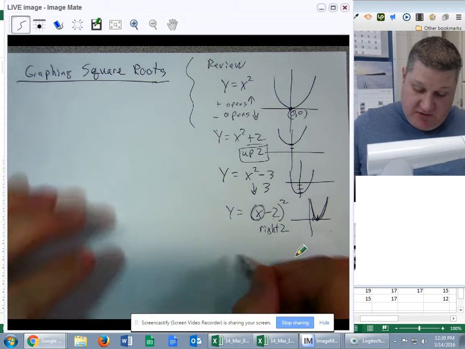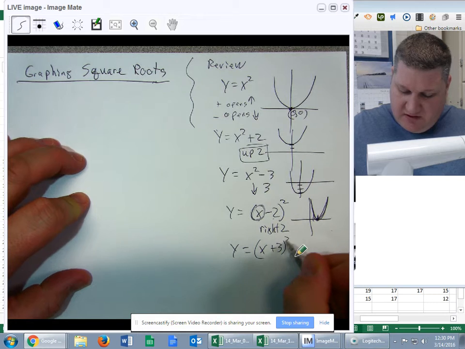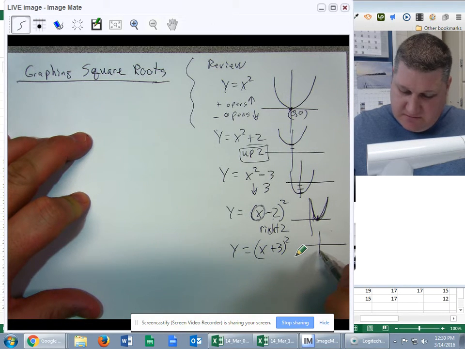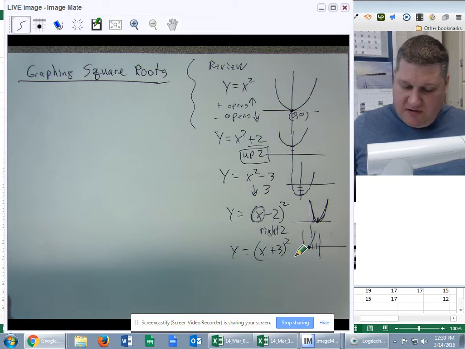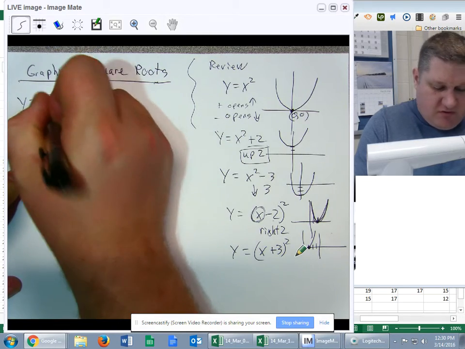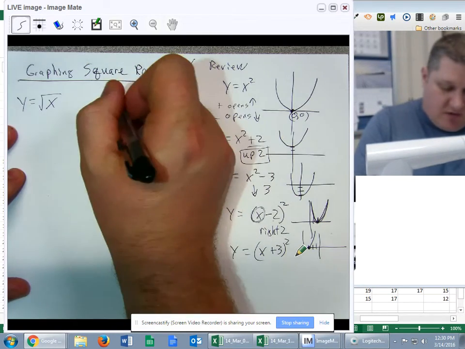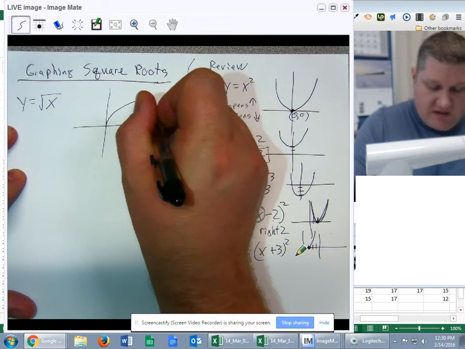Does that make sense? Yes. So if I have y equals x plus 3 quantity squared, what does it do to it, folks? Move it left 3. Okay, so if I have y equals the square root of x, here's what the square root of x looks like. It looks like that.